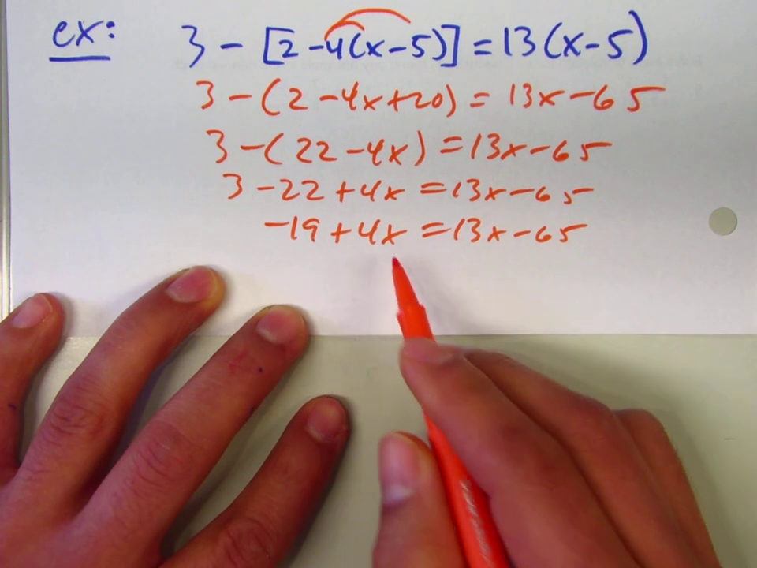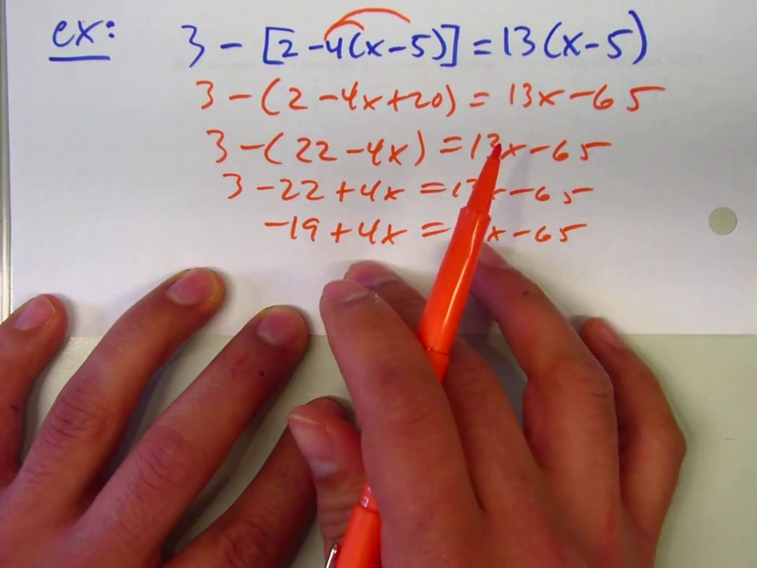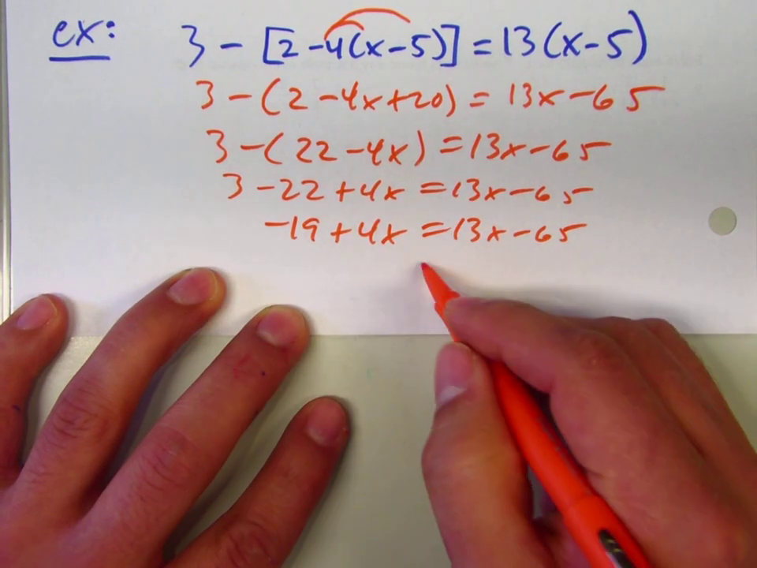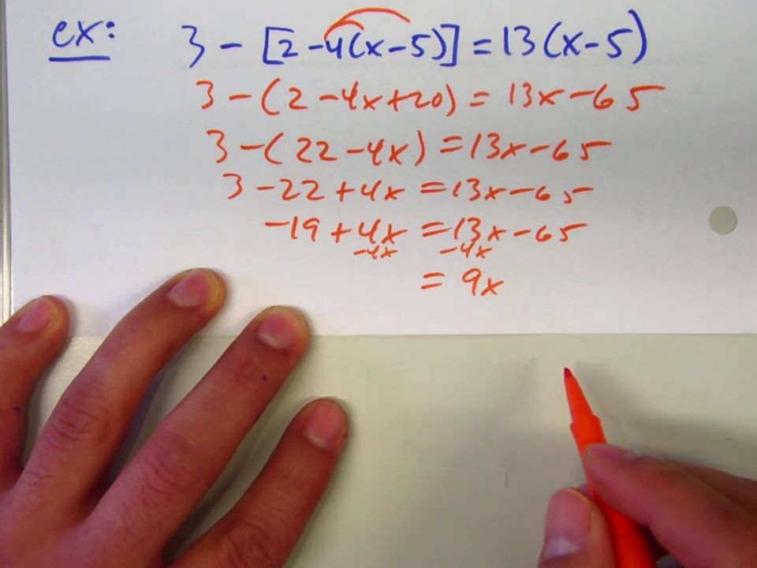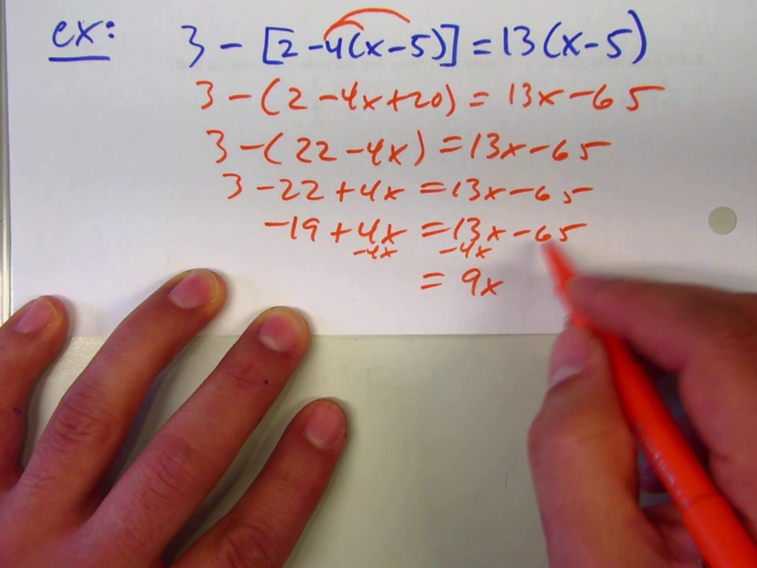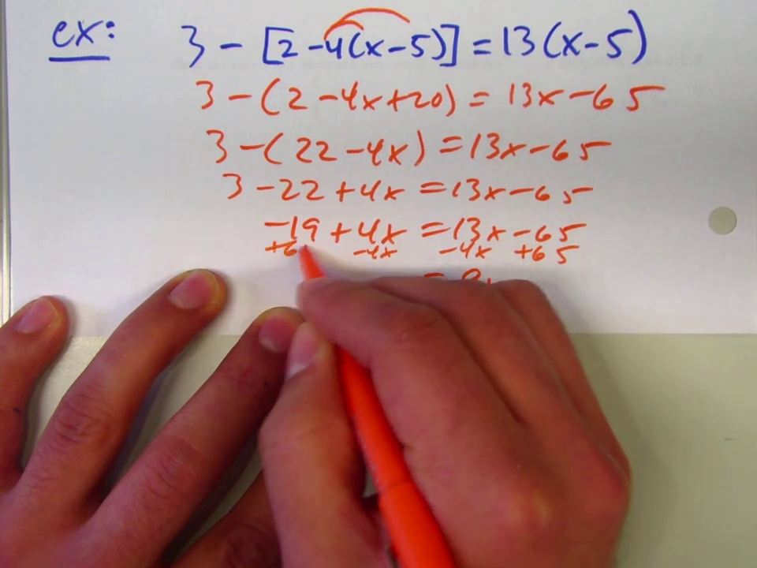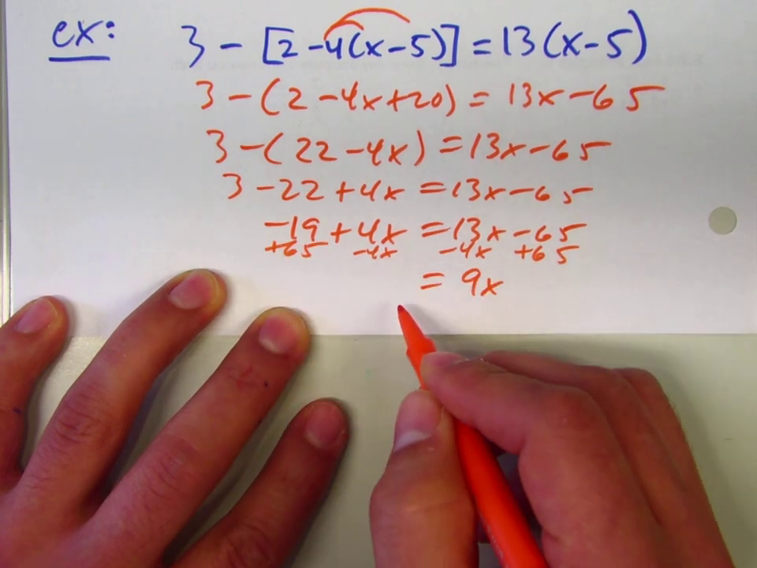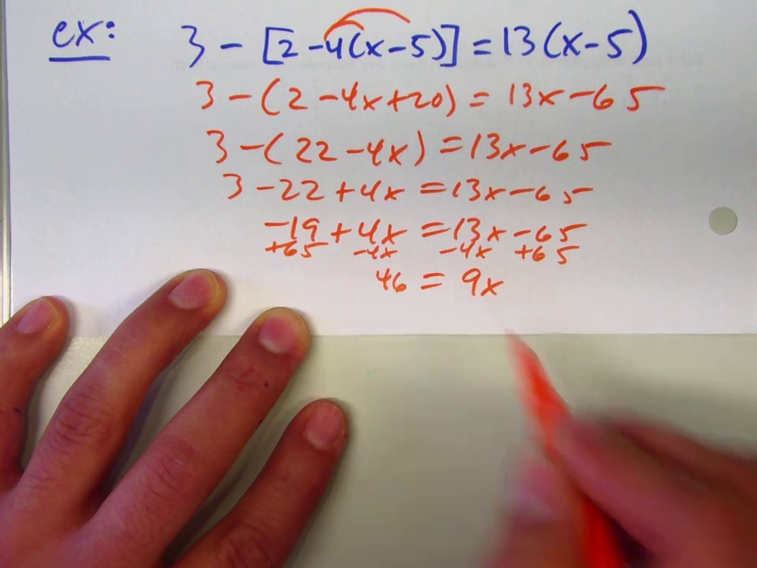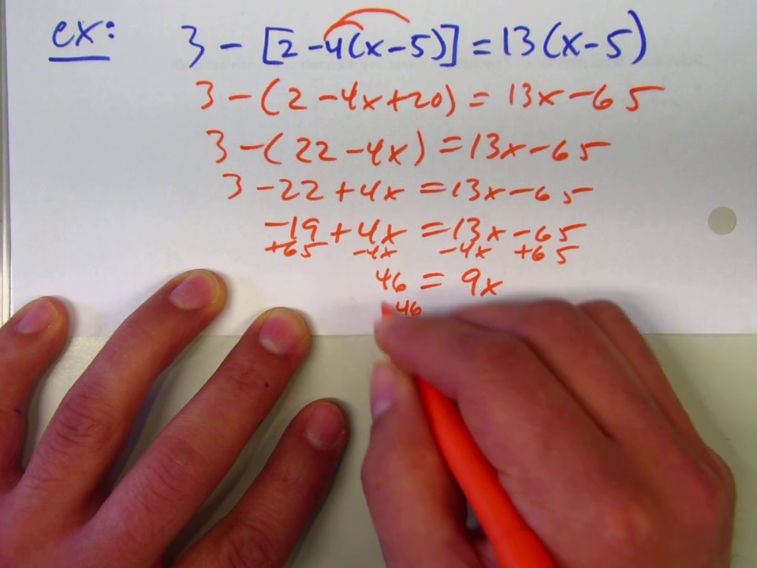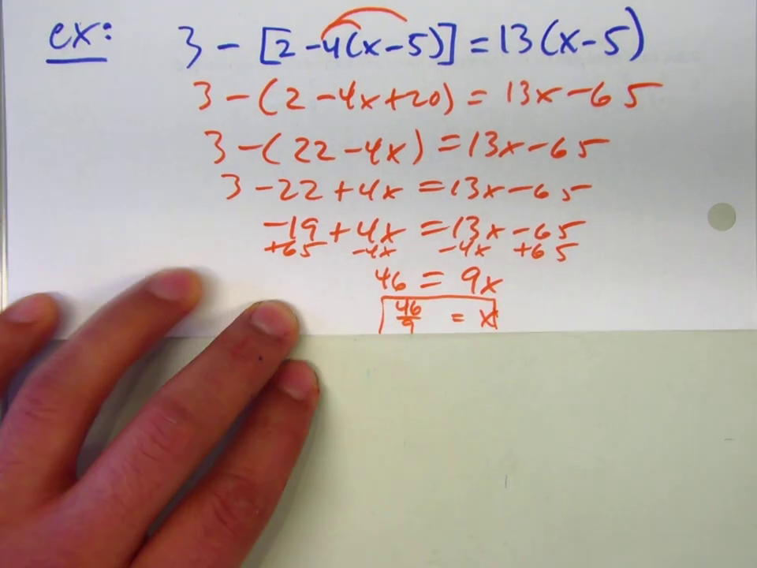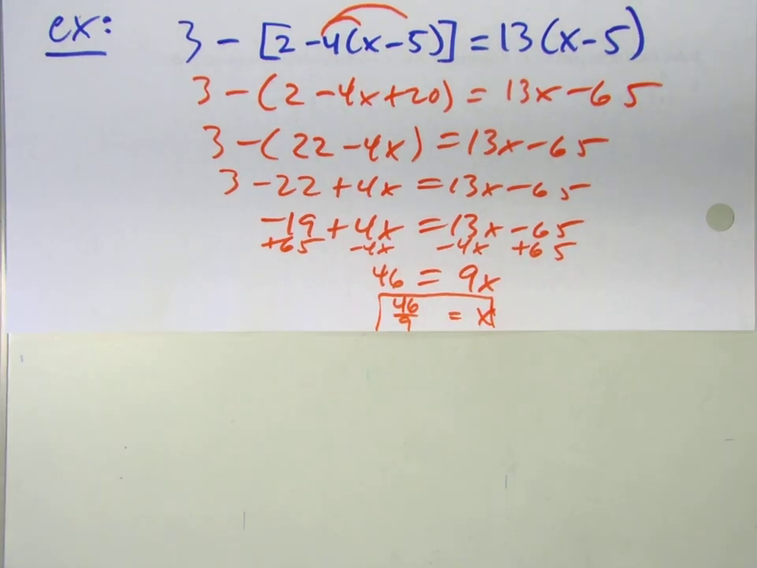Get x on the same side. It should be hopefully automatic for you, right? Over on this side, you get 9x if you subtract 4x. Does that make sense? And then I'm going to move the 65 over. That's going to be 46. Divide by 9, so your answer should be 46 over 9. How'd we do? Okay. That's about as hard as a linear equation as you're going to get. So if you can do that, you're going to be all right.